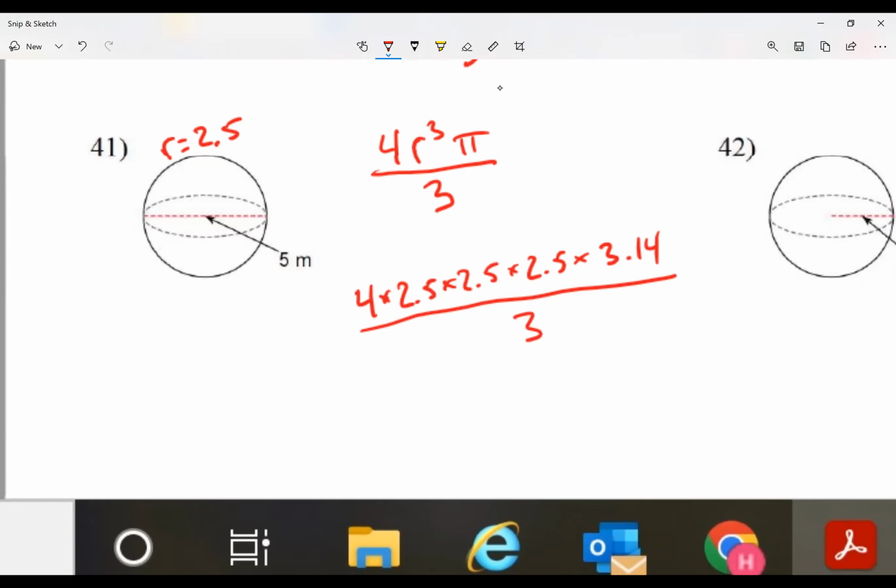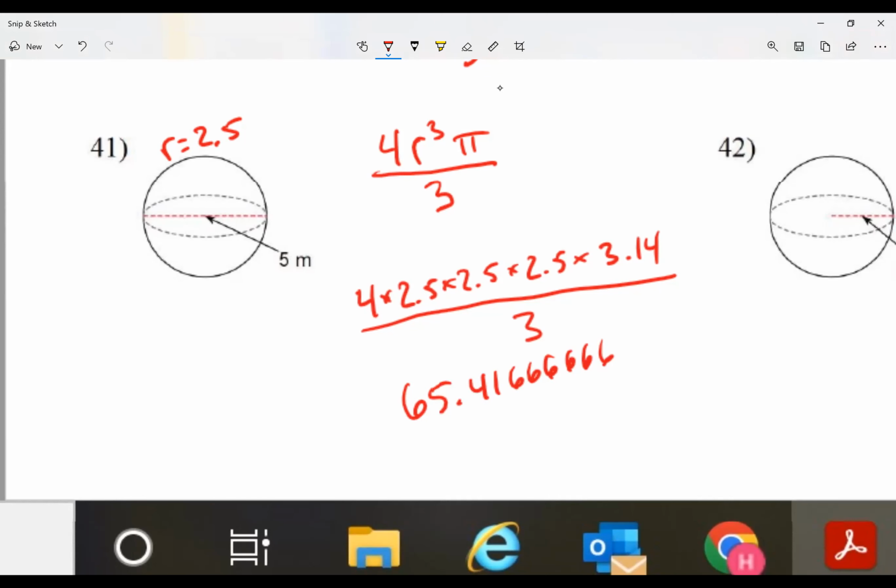Right? I'm looking at radius to the third. I literally multiplied the radius 3 times. If you know how to type in your exponents, fine, I don't want to confuse you. So I'm literally going to type it in: 4 times 2.5 three times, 3.14, and divided by 3. And it gives me 65.416666, a bunch of numbers. So it gives me 65.41 and a bunch of 6s.